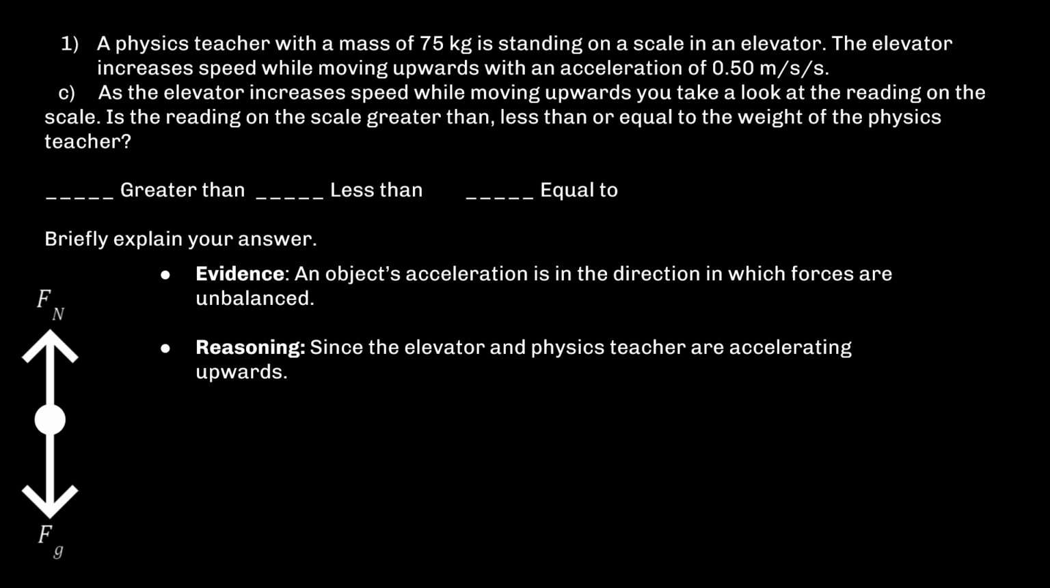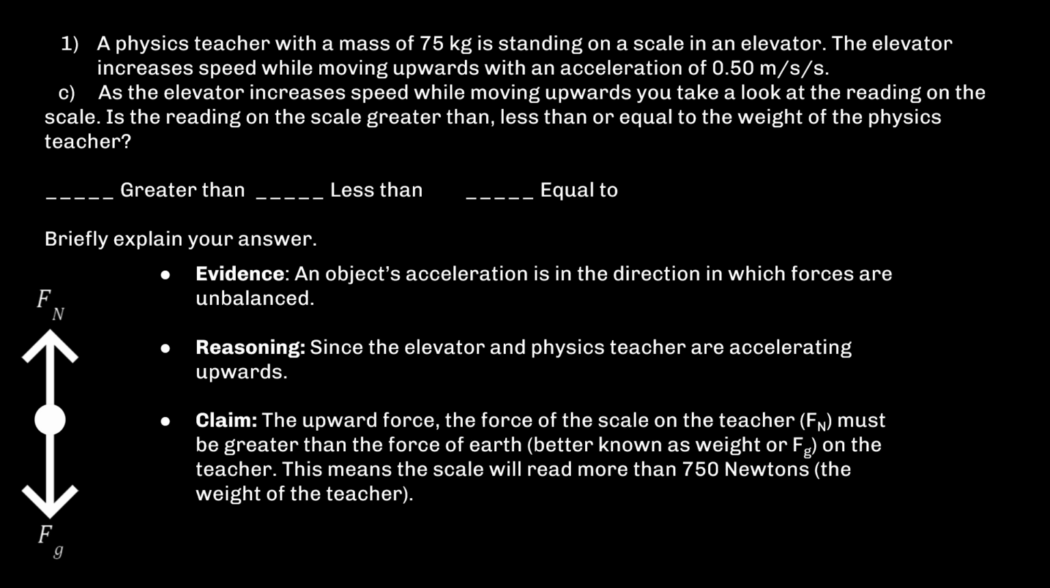That should then end up being greater than the weight of the teacher, Fg. So that's going to end up being my claim here: the upward force, the force of the scale on the teacher, must be greater than the force of Earth, better known as weight or Fg, on the teacher. This means the scale should then read more than 750 newtons. So our checkoff on this question is going to end up being greater than, as the direction in which forces are unbalanced is upwards.